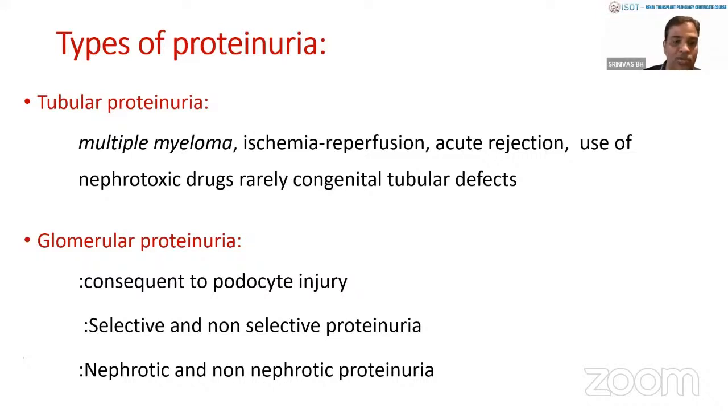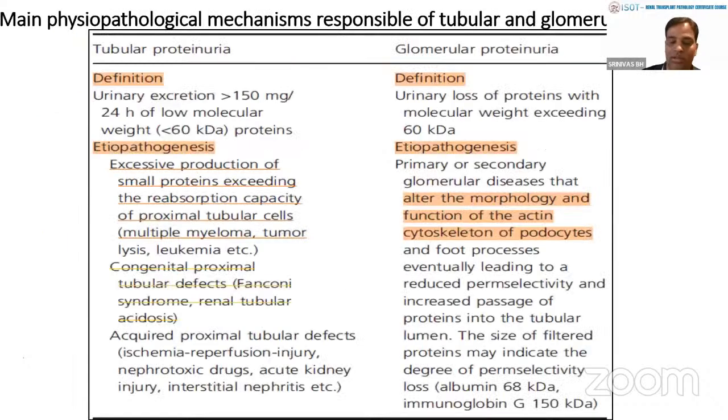In glomerular proteinuria, usually the mutations are within the podocytes, causing podocyte injury, or it can be selective or non-selective proteinuria. Usually selective is albumin, and non-selective is non-albuminic proteinuria, like alpha-1 microglobulin or beta-2 microglobulin. The other classification is nephrotic or non-nephrotic proteinuria. Usually glomerular proteinuria quantity is a little bit higher compared to the tubular ones. So these are the main differences between tubular and glomerular proteinuria.